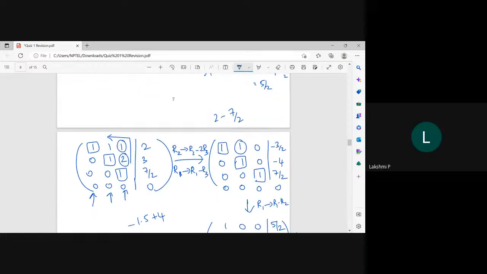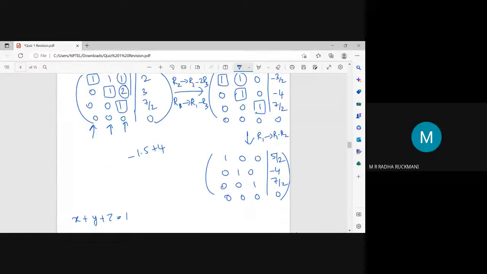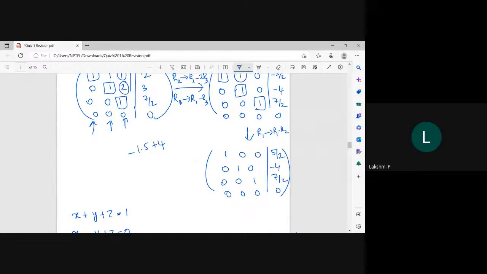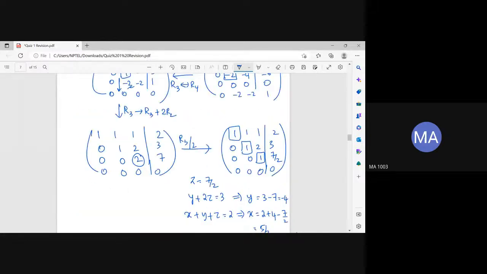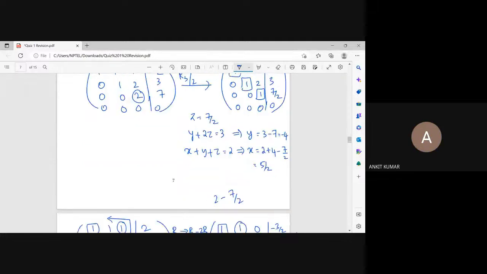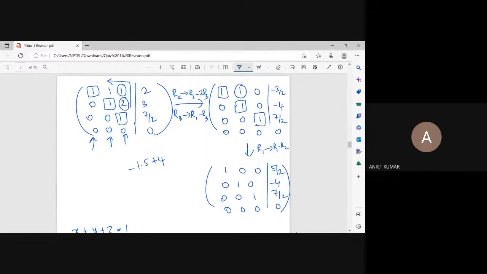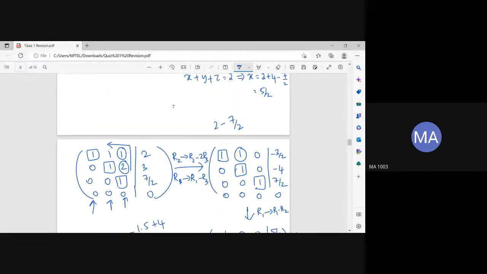I just wanted to know the difference between Gauss-Jordan and Gauss elimination. When you're trying to solve the system, you can stop anywhere. It doesn't matter, ma'am. While solving with Gauss elimination, we will proceed with REF or RREF. RREF is also in REF, right? In RREF, you're just doing extra, which is not needed.